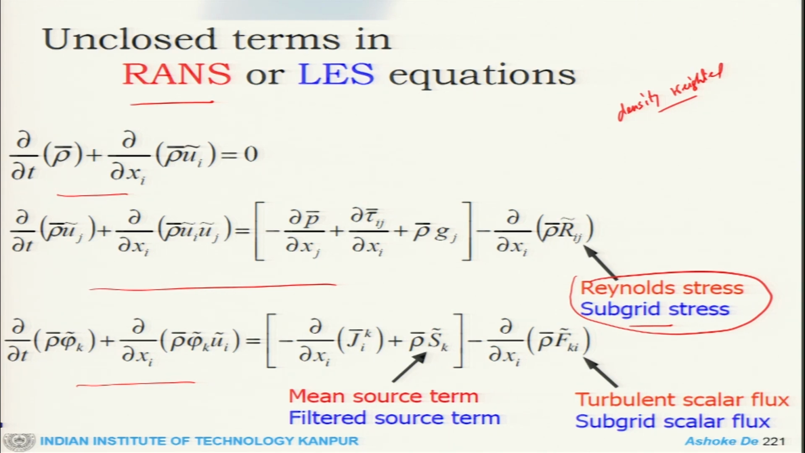So the equation system, when you do RANS or LES filtering, apparently looks similar, but the closure of the terms you get would be different. In momentum, this is the Reynolds stress term, which one can close using the Boussinesq hypothesis, or a different kind of turbulence model, but here it is a subgrid stress, so it requires a different kind of closure. Similarly for the source term here and the subgrid scalar flux also.